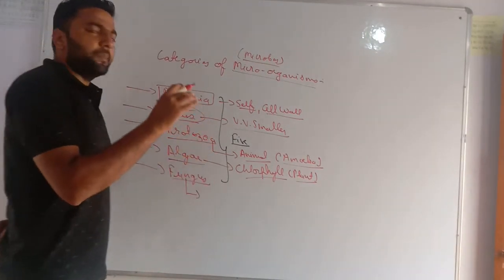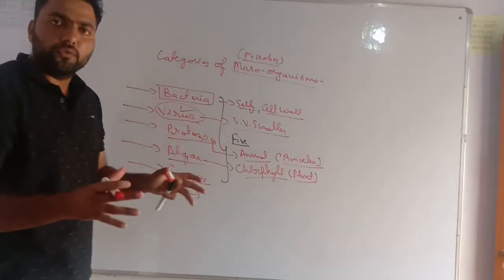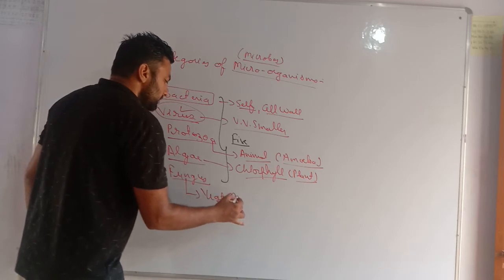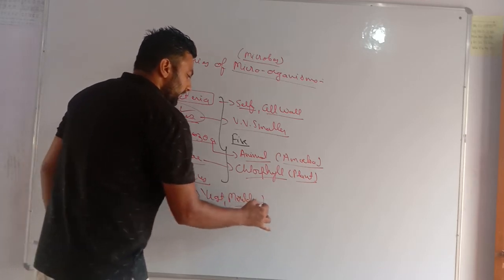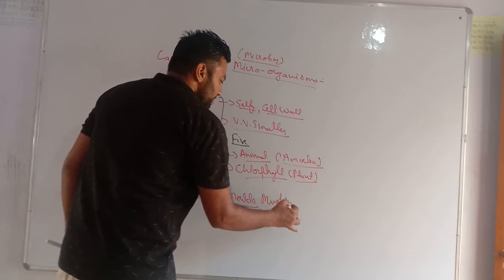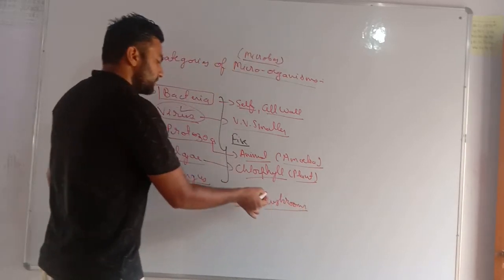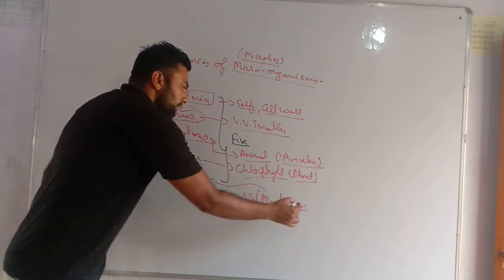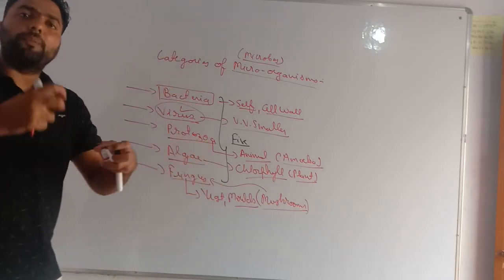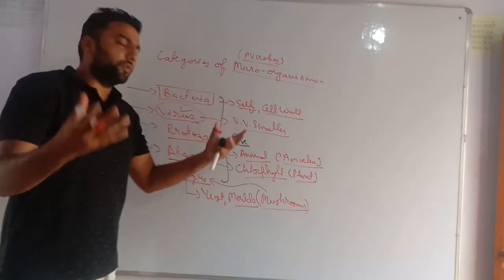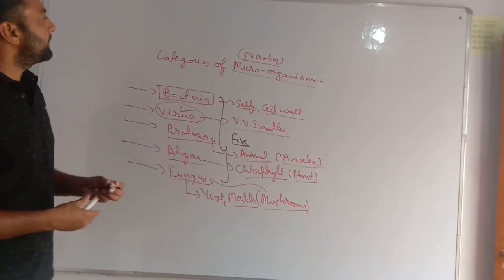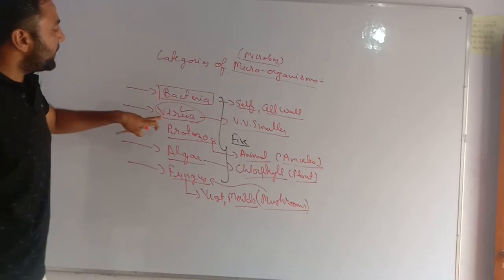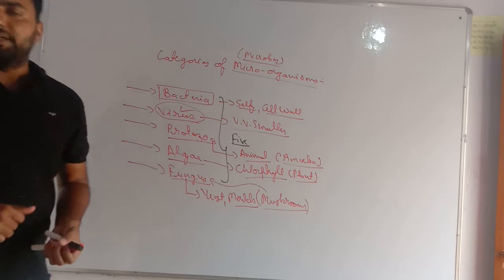Fungus. Fungus also we have seen many times, the white layer on spoiled food, that is fungus only. Fungus includes yeast and molds. Very important, the mushrooms which we see are also fungus, mostly of white color. The mushrooms we see are a group of many fungi, and that's why they look so huge. So, very important, my dear students, these are the five main categories of microorganisms: bacteria, virus, protozoa, algae, and fungus.